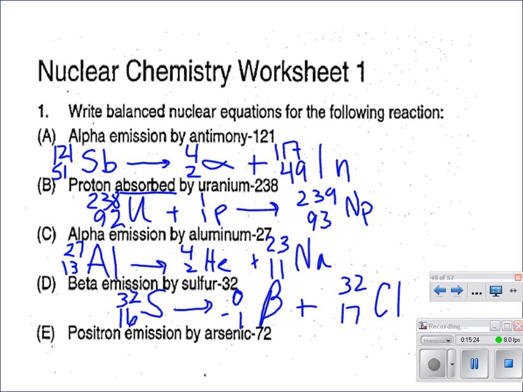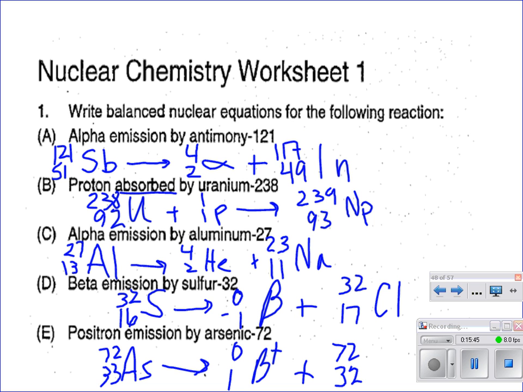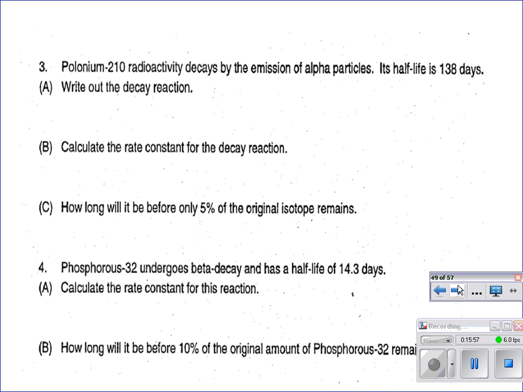Positron emission of arsenic 72. What's arsenic's atomic number? 33? All right, and then we have positron, which is 0 over 1, 72 over 32. What is that? Ge. Okay, got those? That's as far as you need to know on that.